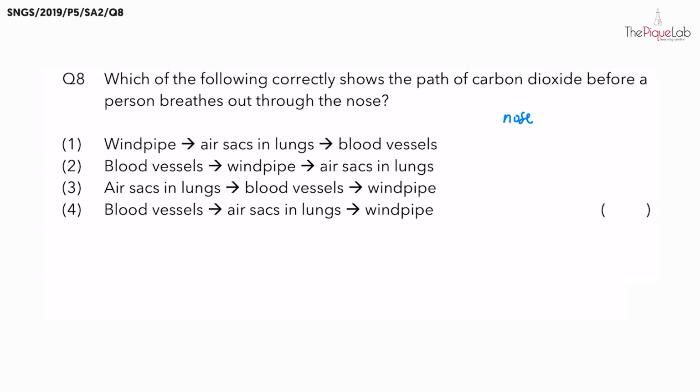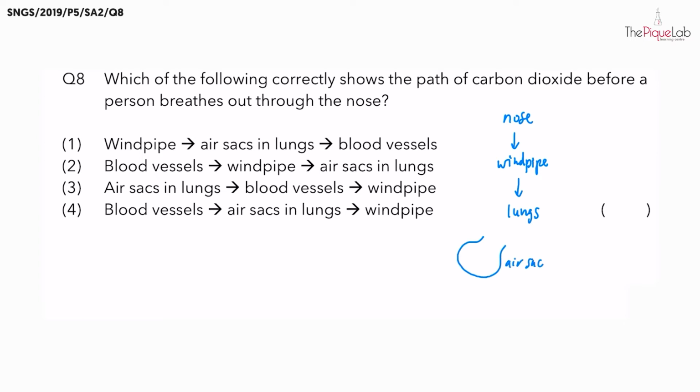And what structure must it pass through? It will pass through the windpipe. And what structure does it finally reach? Air finally reaches the lungs. And what structure do you find inside the lungs? There are thousands of air sacs in the lungs. Let me draw one of the air sacs here.